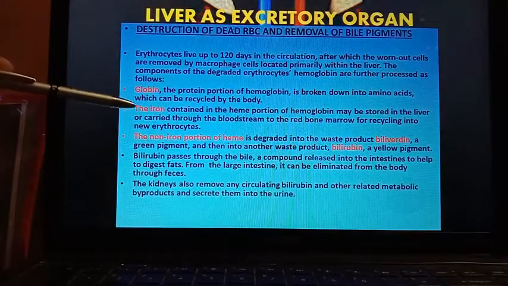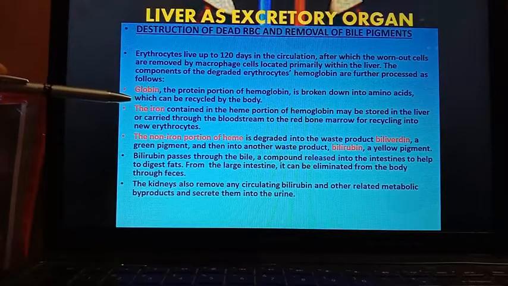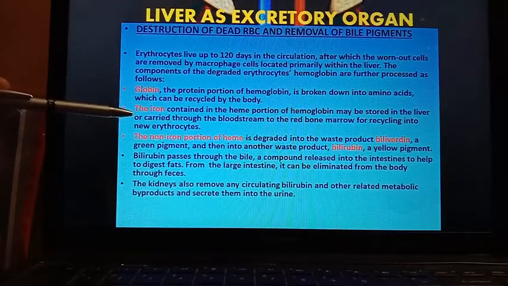The iron part contained in the heme portion of hemoglobin may be stored in the liver or carried through the bloodstream to the red bone marrow for recycling into new erythrocytes.